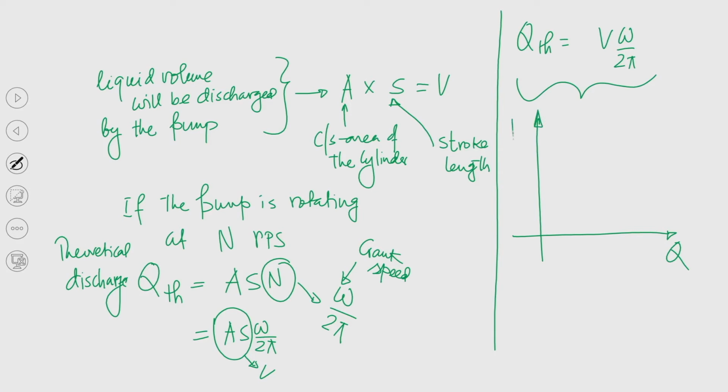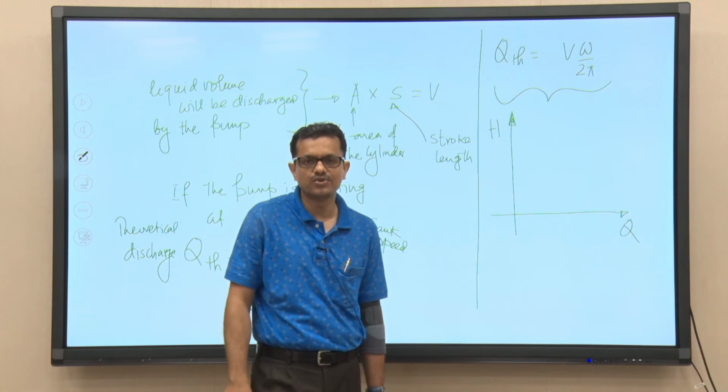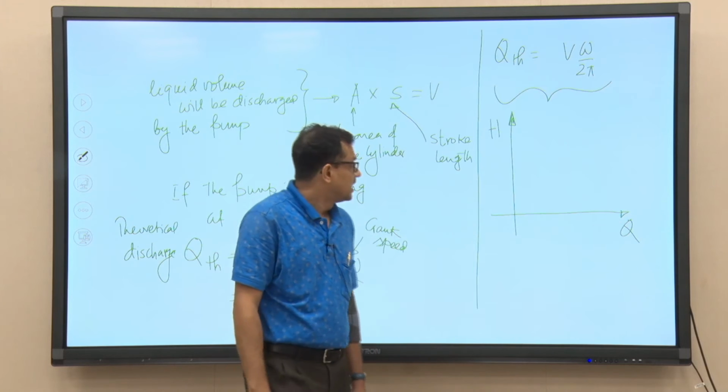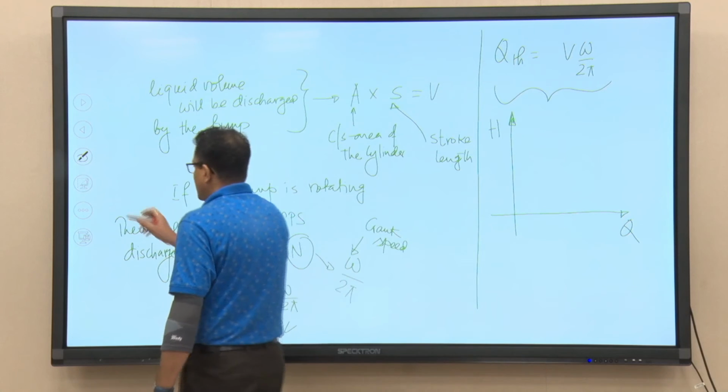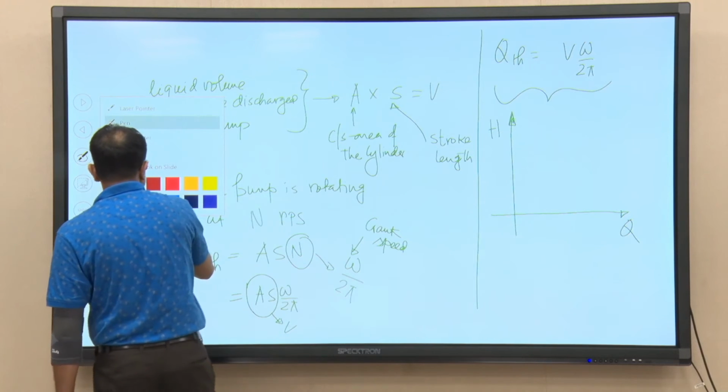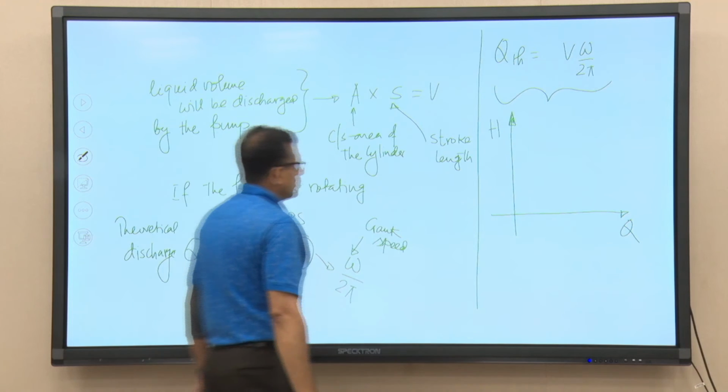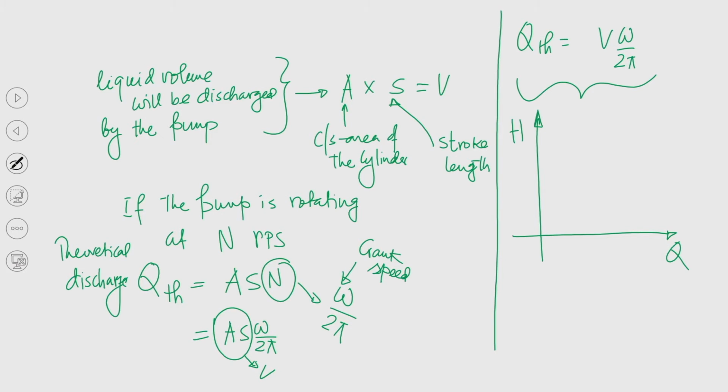So, this is the H-Q curve of the reciprocating pump or positive displacement pump in general. For the radial flow pump we have discussed many times that the H-Q curve has continuously drooping characteristics. So, with increasing Q, H will drop. Here, since it does not depend on the pressure, we will be getting a vertical line. So, this is Q theoretical.